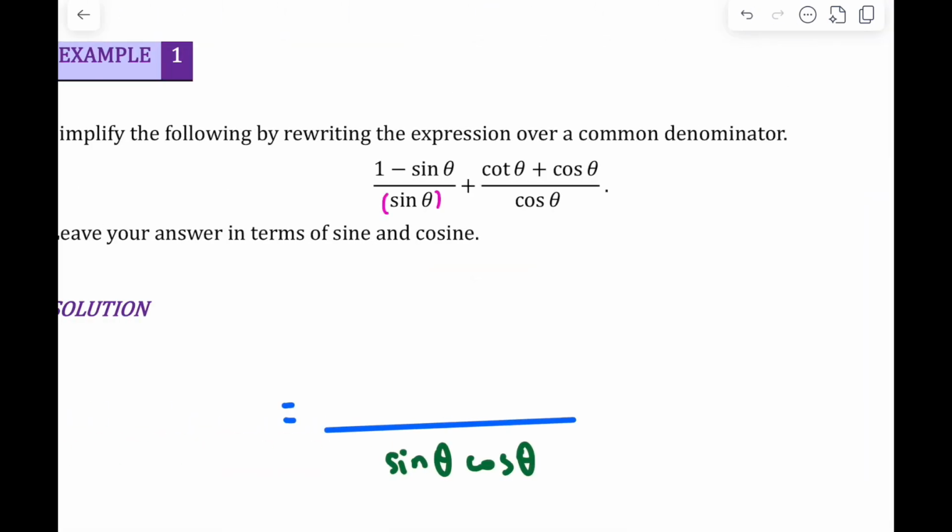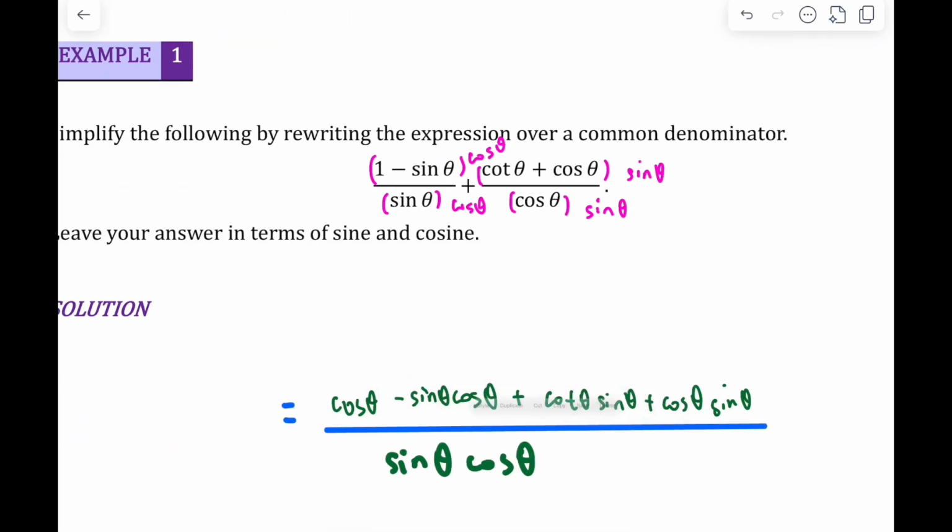For the first term here, let's multiply with cos theta, both numerator and denominator, and also multiply the second term here with sine theta, both in numerator and also denominator. When we do this, we can express the sums of fractions as a single fraction. Okay, so we just expand all of this term up here.